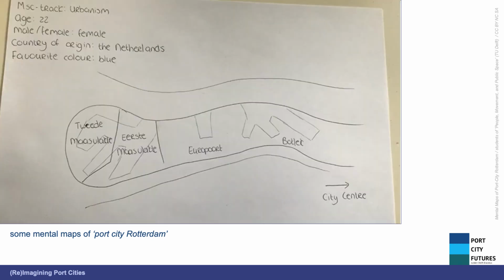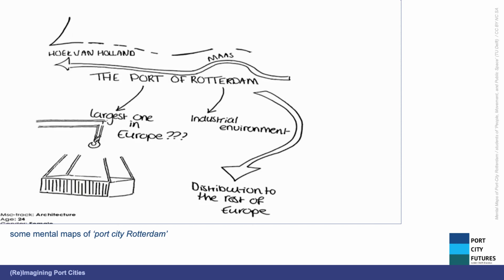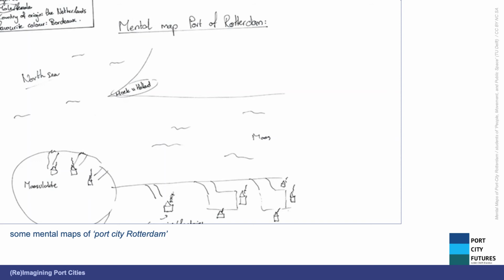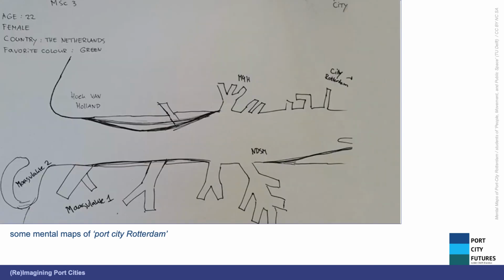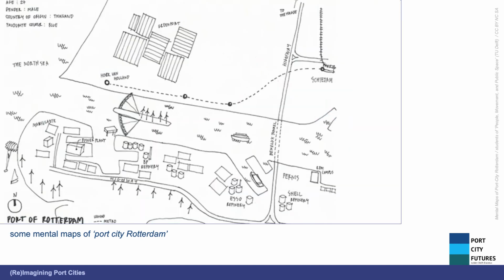While respondents experience the port city in a unique fashion, some elements always stand out. And these then are called landmarks: elements which are recognizable and used for navigation through the city. The iconic Erasmus Bridge, for example, clearly stands out in most mental maps of Rotterdam.